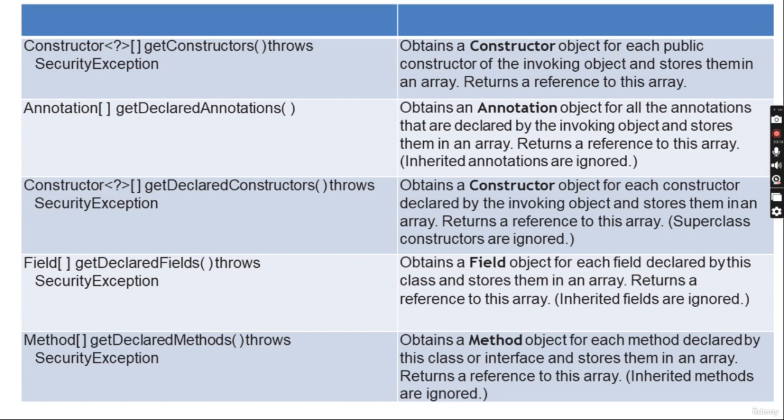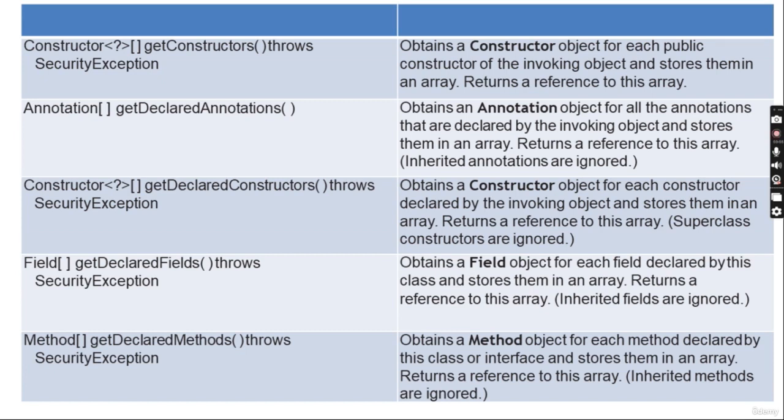Annotation[] getDeclaredAnnotations() obtains an Annotation object for all the annotations that are declared by the invoking object and stores them in an array. It returns a reference to this array. Inherited annotations are ignored. Constructor<?>[] getDeclaredConstructors() throws SecurityException obtains a Constructor object for each constructor declared by the invoking object and stores them in an array. It returns a reference to this array. Superclass constructors are ignored. So here they are giving only the declared constructors, those declared by the invoking object, and storing them in an array. Superclass constructors are ignored in this case.